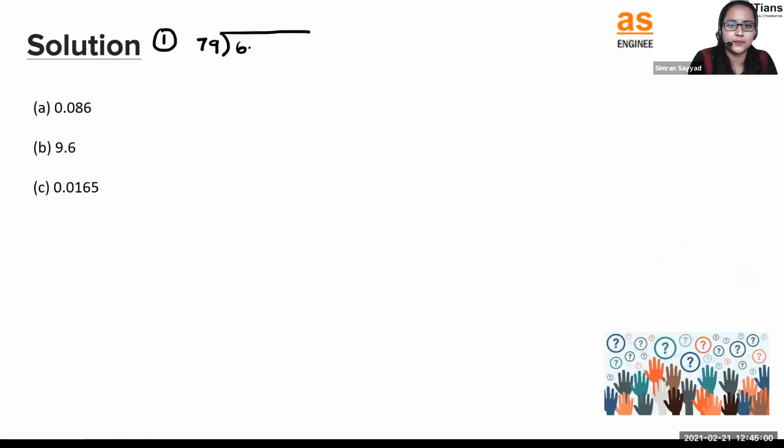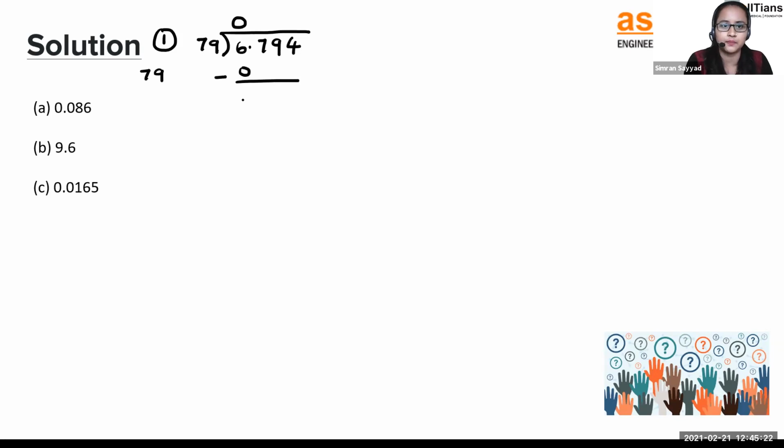6.794. Do we know the table of 79? Not at all. I don't know. So what we'll do, we'll just find the table. First of all, see, before the decimal there is only one digit, so it can't be divisible because our divisor is of 2 digits. So the first step you have to do is zeros.